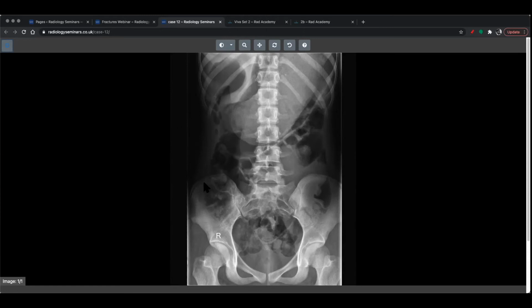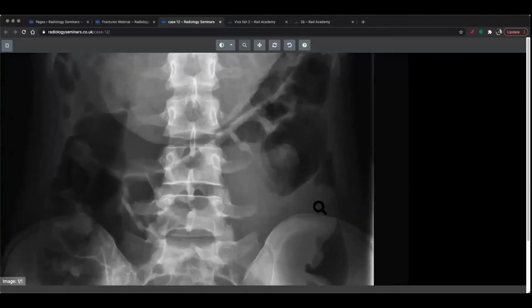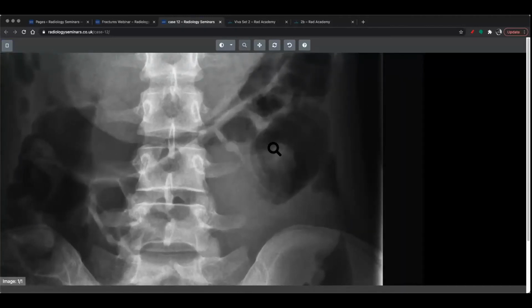So we're looking at bowel gas patterns. Okay, so let's go back to basics, right? We're looking at the bowel. We're not looking at a chest X-ray, we're not looking for pneumothoraces and that kind of thing. But if you look at the bowel sitting in this region over here, you can see that this looks like small bowel. Why is it small bowel?